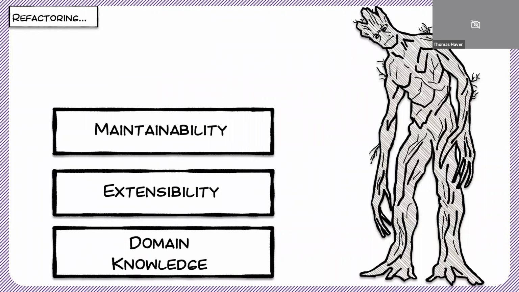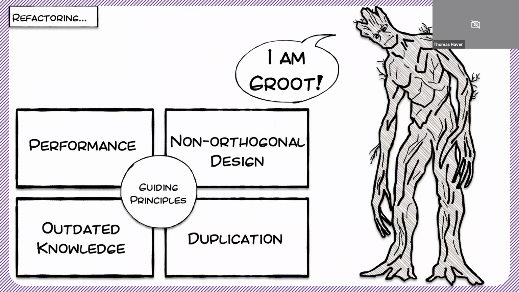You should also conduct regular refactoring sessions. I recommend a once per week, 1 hour time box session with everyone who works on test automation within the team, focused on those same principles that Martin Fowler talked about: maintainability, extensibility, and domain knowledge. When you're looking at refactoring different areas of your test automation, your guiding principles are: are we improving performance? Do we have non-orthogonal design built in? Are we duplicating ourselves anywhere? And is there any sort of outdated knowledge that needs to be removed or just simply updated? These are the guiding principles that drive us.